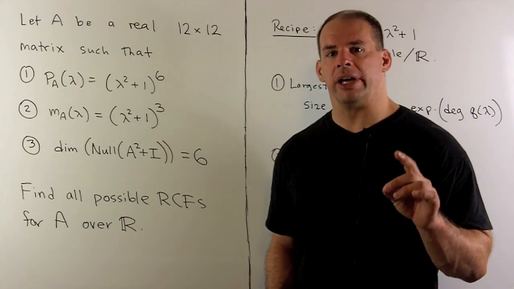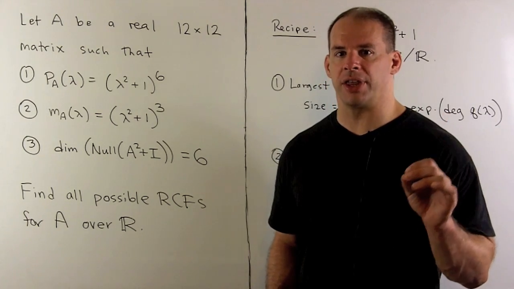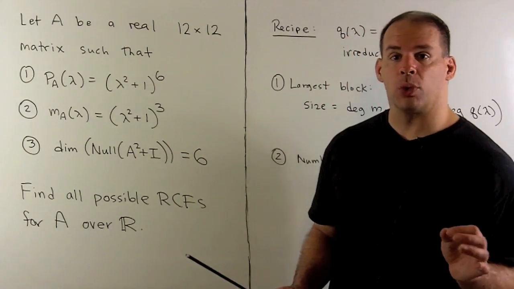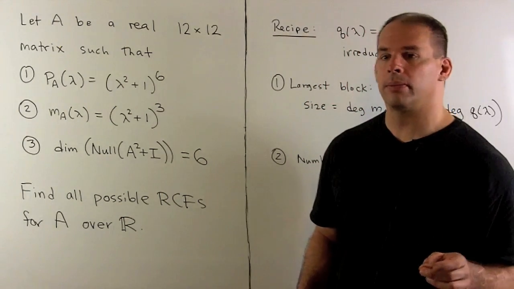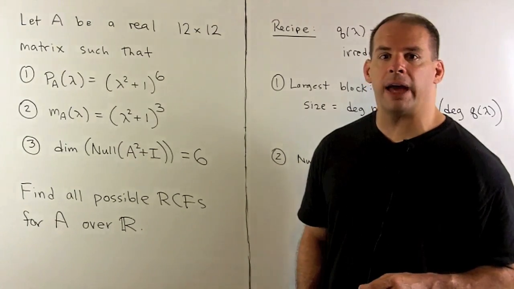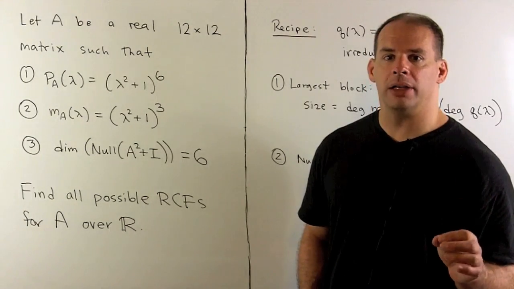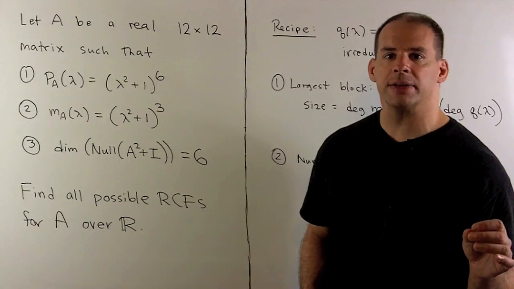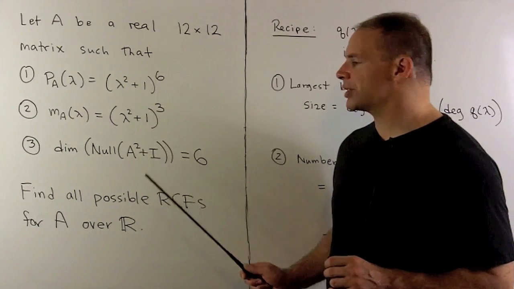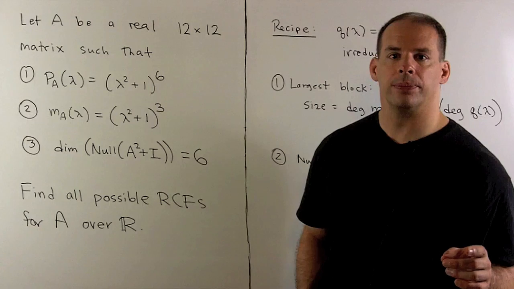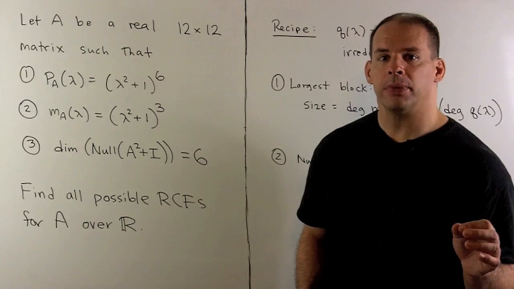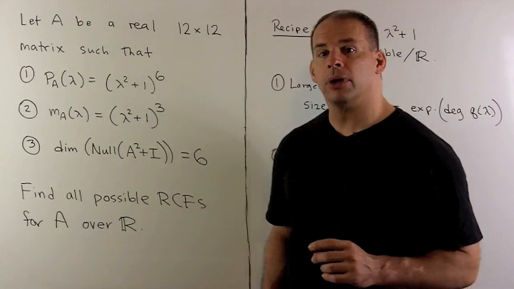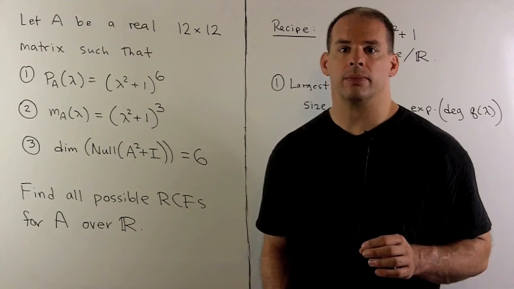Let A be a real 12 by 12 matrix such that the characteristic polynomial of A is equal to (λ² + 1)⁶. The minimal polynomial of A is equal to (λ² + 1)³. And the dimension of the null space of A² + I is equal to 6. With that information, we want to find all possible rational canonical forms for A over the real numbers.